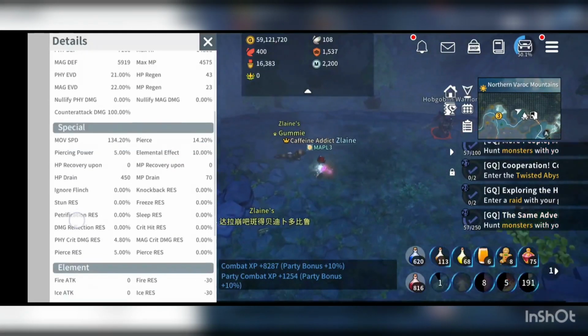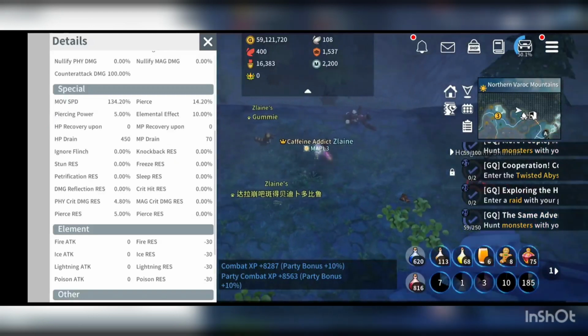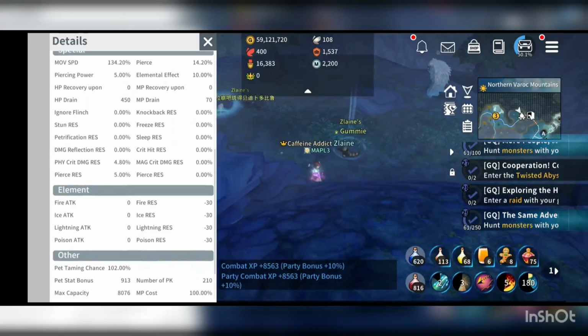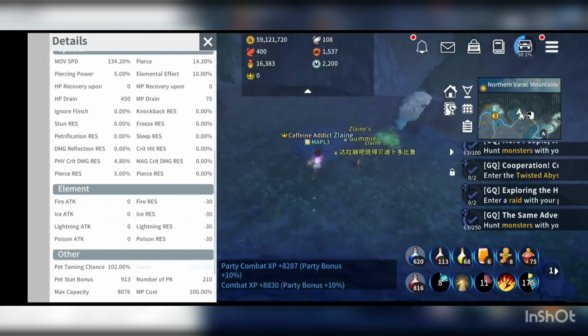For the pierce itself, if you scroll down here, you can see there's the pierce and the pierce power. So pierce is much more like the pierce rate. Then if you scroll down a bit, you will see there's two pierce resistance here.